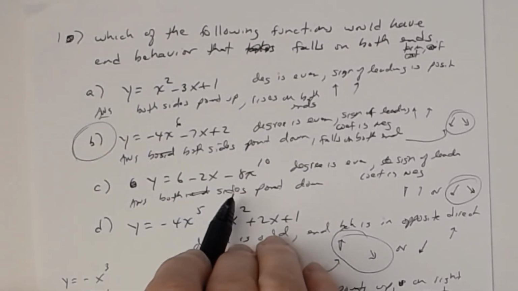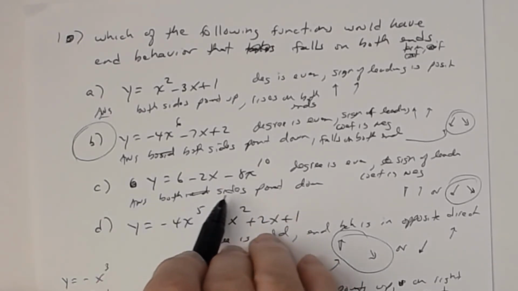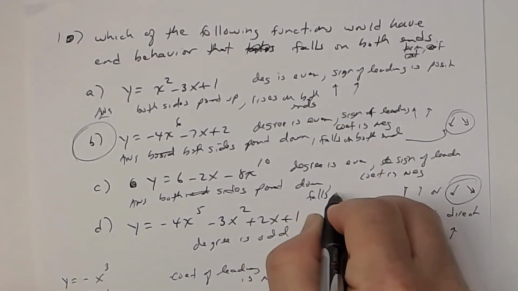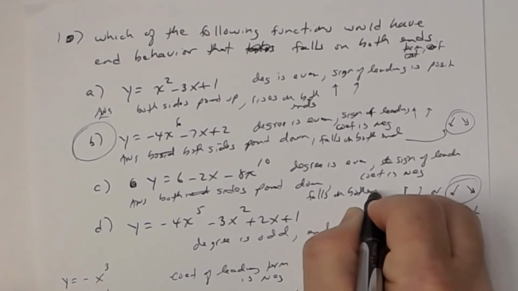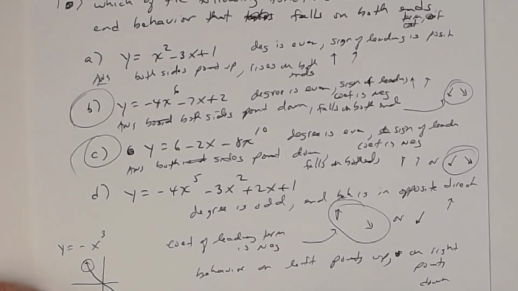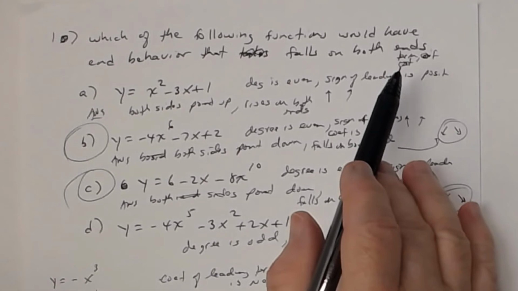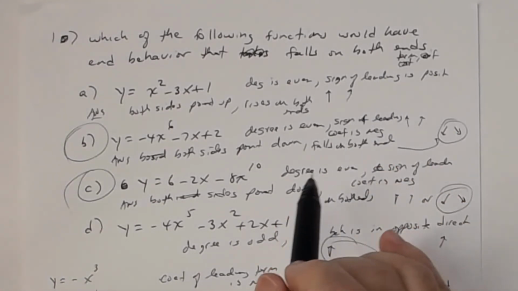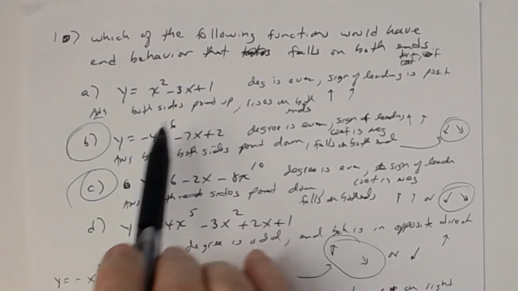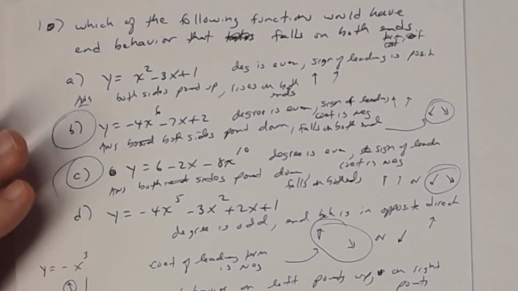Over here, this says answer both. So for this function, both sides point down, so that means falls on both ends. So there's another answer, right? And this one obviously we could eliminate right away because that was an odd degree. All right, so in order for it to fall on both ends, first of all, it has to be a polynomial with an even degree. And the only choices left were those three, and we had to analyze each one of those. All right, so that is it.